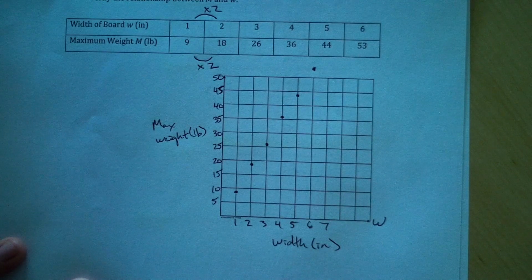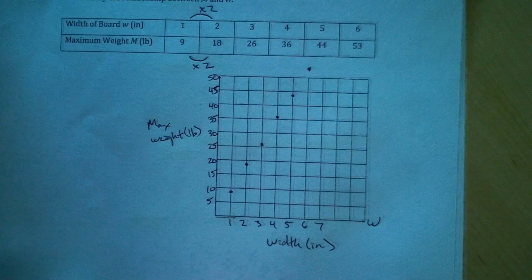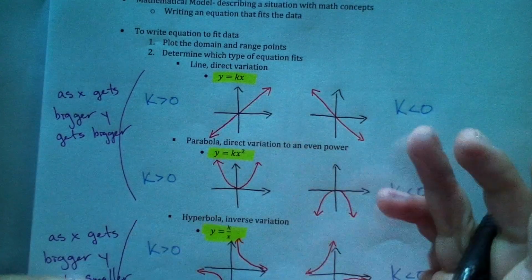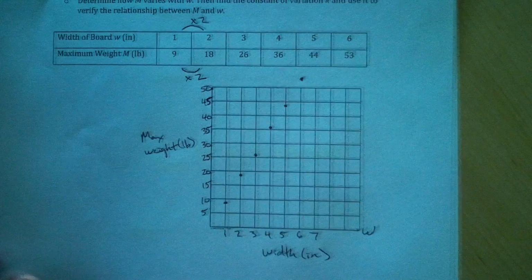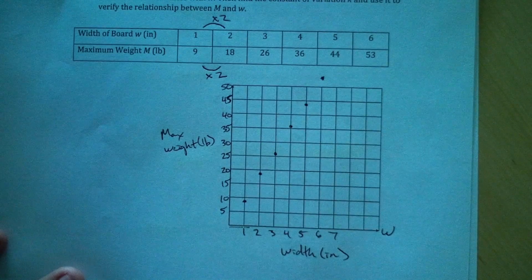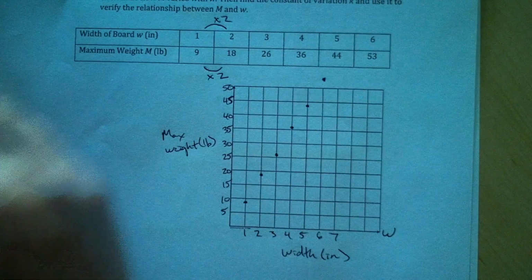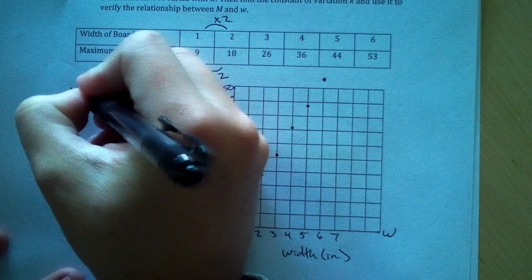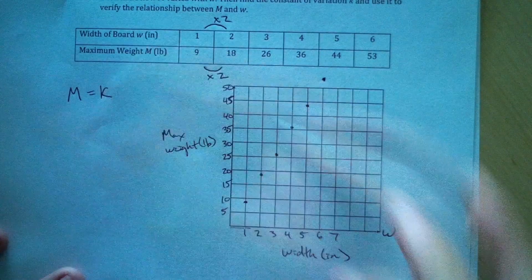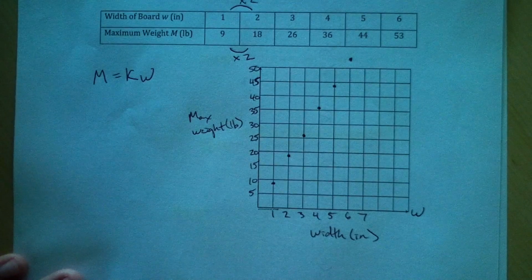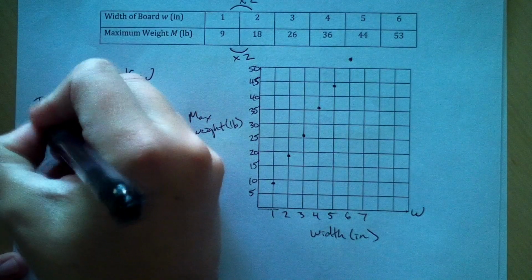And then how do we find our k value? You may remember: take a point and plug in. If I just pick one at the beginning, like 1, 9, my equation is m for my y value equals k, and then w for my x value. That's my general equation. I'll put the 1 in for our width and the 9 in for our max weight. What is k times 1? Just k, right? So wouldn't our k be equal to 9 then?